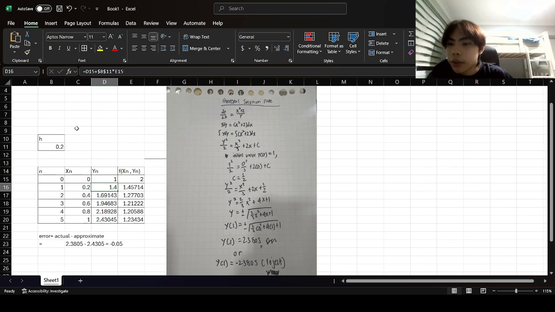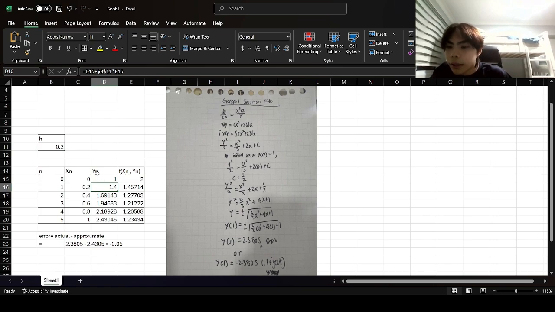Our equation is f(x, y) equals x squared plus 2 over y. Our starting y0 equals 1, and we want to find the value of y when x equals 1. As you can see on my spreadsheet, I have 4 columns: n, x_n, y_n, and our slope function f(x_n, y_n), and our step size is h equals 0.2. We start at step 0 with our initial values, x equals 0, y equals 1.